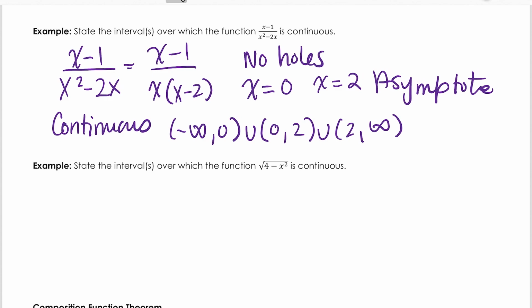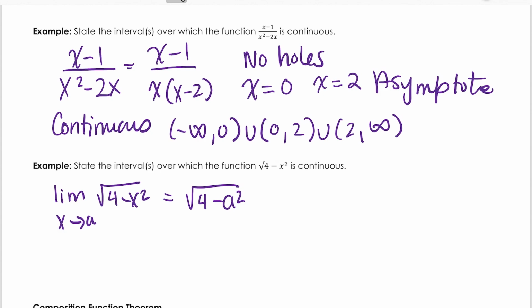Okay, now looking at the next example, we have the square root of 4 minus x squared. From the limit laws, we know that the limit as x approaches a of the square root of 4 minus x squared is going to be equal to the square root of 4 minus a squared if we plug in a and do direct substitution. And that's going to work for all values between -2 and 2. The places that we're concerned about are those endpoints that we want to check.